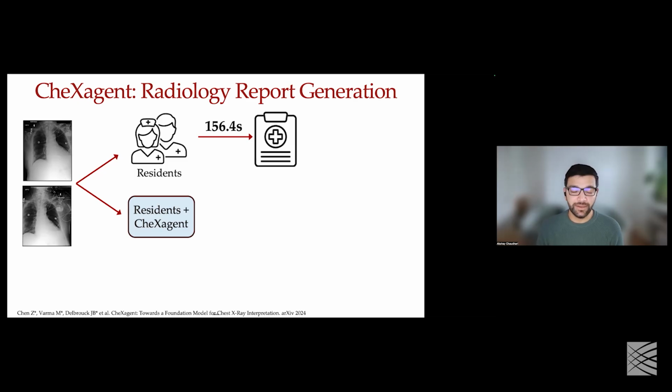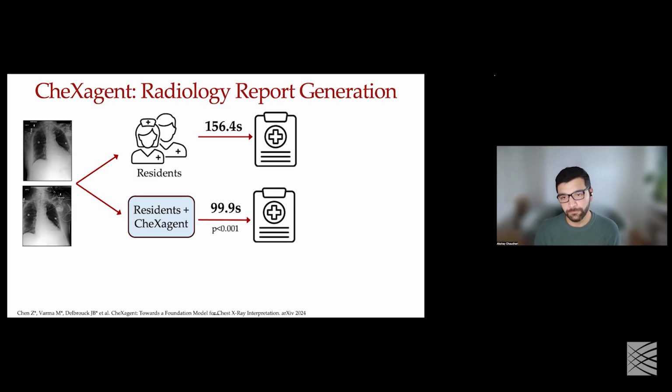Then we timed how long it takes on average for the residents to come up with their reports, which was roughly 2.5 minutes in this case. A different group of residents working with the CheXagent model took substantially less time to generate their initial report. But this was just an initial report. We wanted to see a board certified radiologist finalizing the report, and that's how this academic model works. Residents draft, attendings check it.